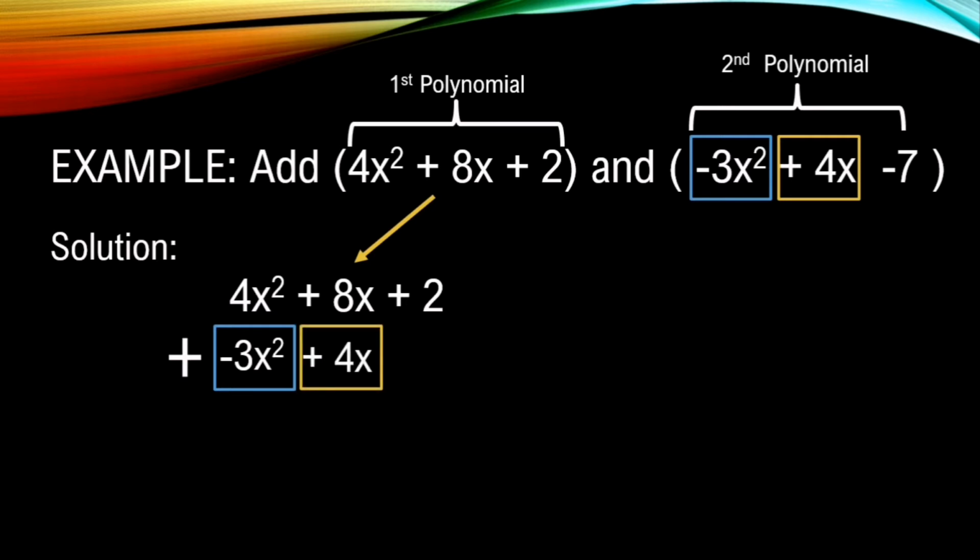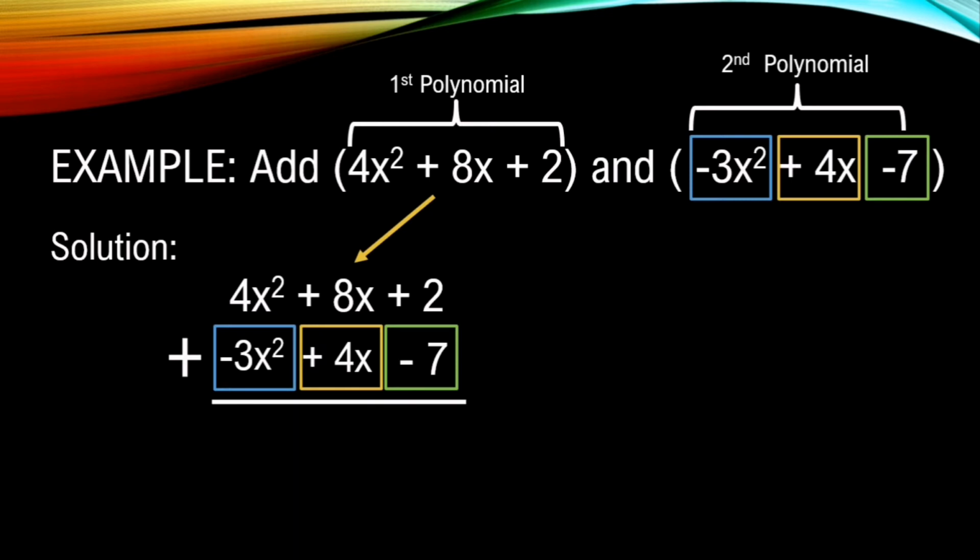So our next term is 2. Is there a similar term in our second polynomial that is similar to our positive 2? Yes, there is. We have negative 7. So we will place minus 7 under plus 2. So now we can add the two polynomials.